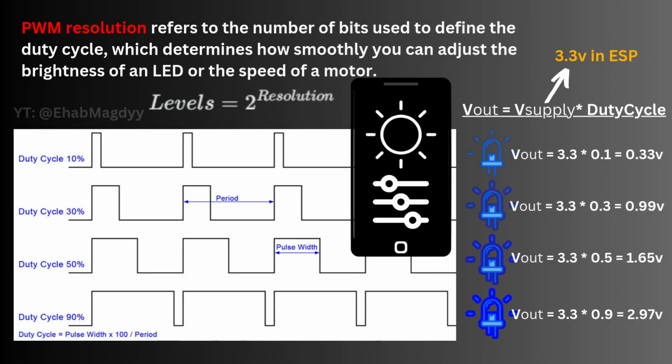Imagine adjusting the brightness of your phone screen. If you only had 4 levels, it would jump from dark to bright in big steps. But with 256 levels, you get smooth and precise changes. Higher resolution means better control over brightness, speed, or power.